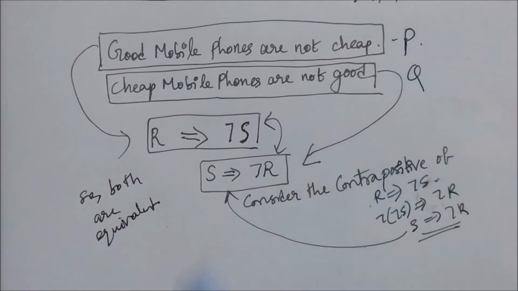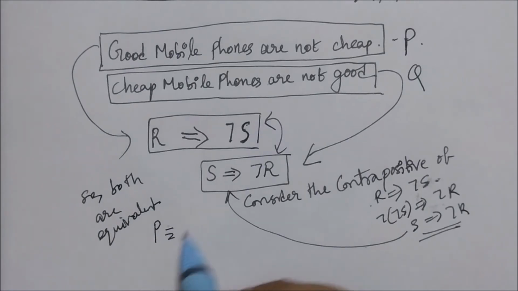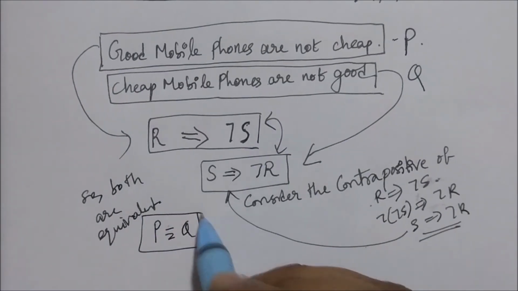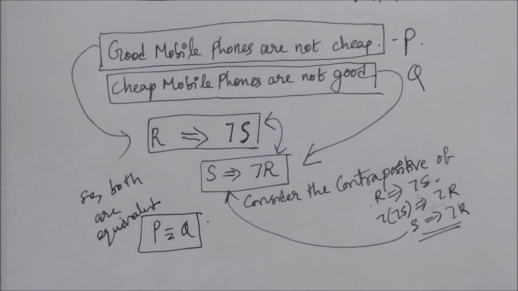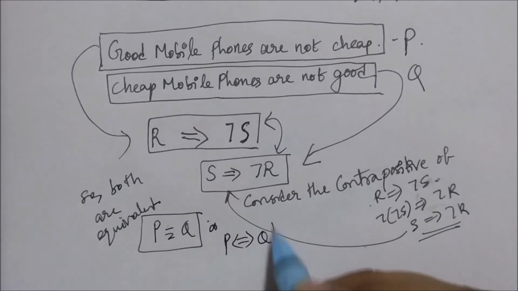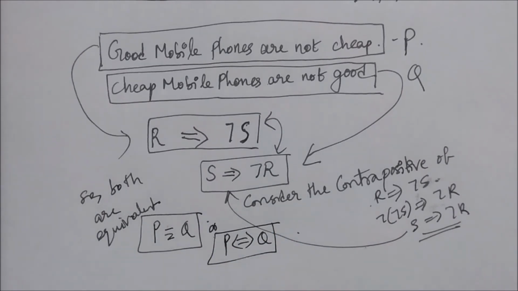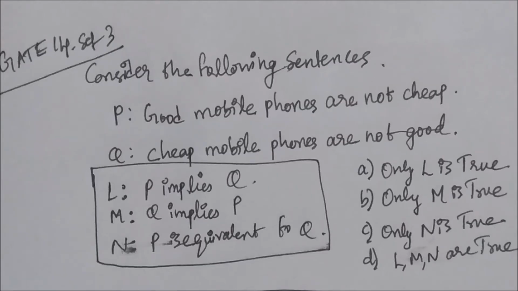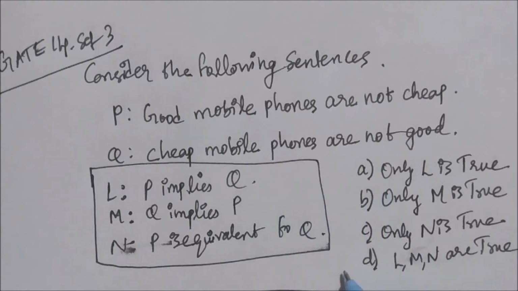So hence here we get that both the statements P and Q are equivalent, right? Which is P equivalent to Q, or in other words P if and only if Q. And this happens when P implies Q and Q implies P. So the statement L here is true, meaning that P implies Q is true. Q implies P is true, so M is also true. N is also true because P is equivalent to Q. So option D is correct. L, M, N are all true.